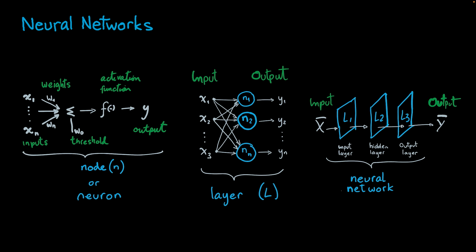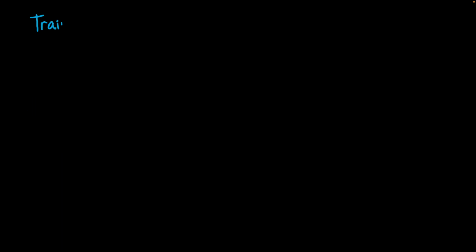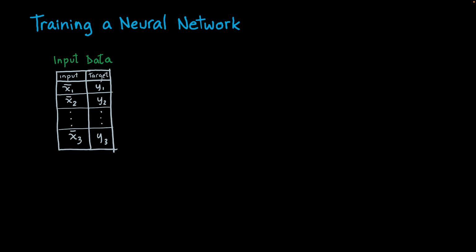Now, let's take a look at how we train this neural network to do something that we want. So, we're going to start with input data. To train a neural network, typically you need to provide examples of what you're trying to predict. So you can imagine the input data as a data set, where each point associates an input vector with a target value, right?